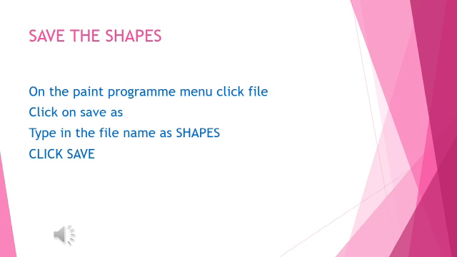After you draw the shapes, you can save the shapes. On the paint program there's a word, File. You click File, you click on Save as. After clicking on Save as, you can give a name to what you are doing. You are drawing shapes, so you type the word shapes, and then you click Save, so the shapes are saved.